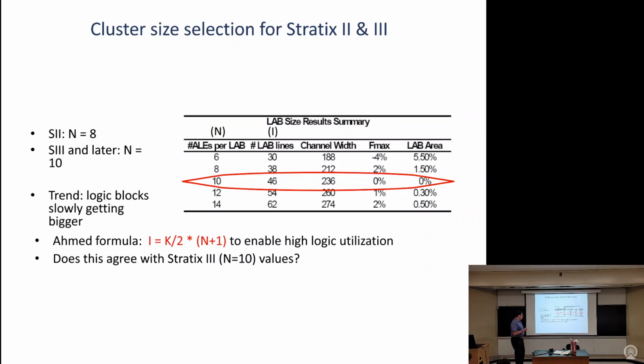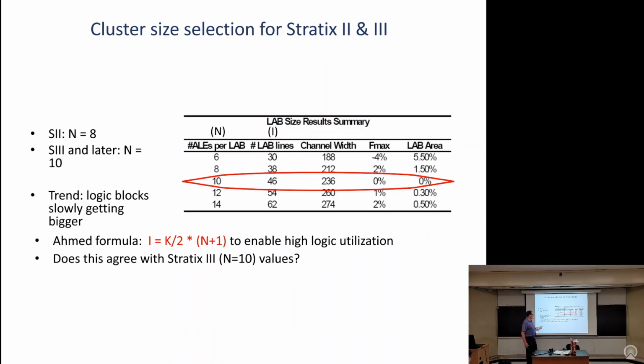Okay, so we saw that academic paper, the Ahmed and Rose paper, where it said we can make the number of inputs equal to the LUT size divided by 2 times the number of LUTs in the cluster plus 1. And that'll let us have high logic utilization. So let's see if that agrees with Stratix 3. They basically said they needed 46 inputs for 10 of these 6-LUTs. So 6 divided by 2 is 3, times 11 is 33. Okay, so this formula from Ahmed and Rose says we should only really need 33 inputs, and that should give you really high logic utilization.